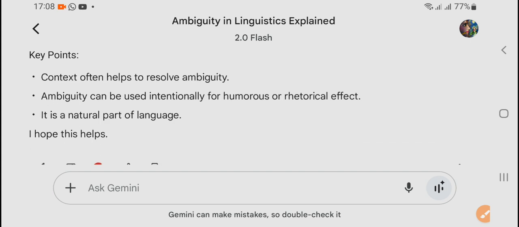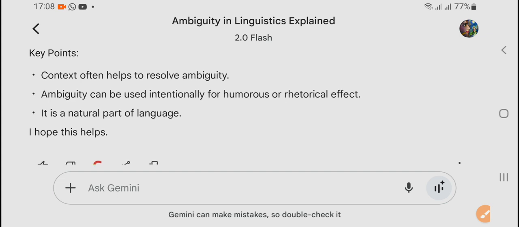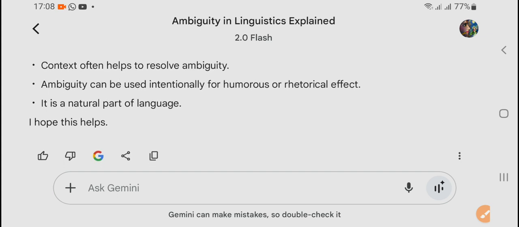Okay. Now, key points: context often helps to resolve ambiguity. What is the solution? Context must be very clear. Then, ambiguity can be used intentionally for humorous or rhetorical effect. I told you sometimes ambiguity is used.